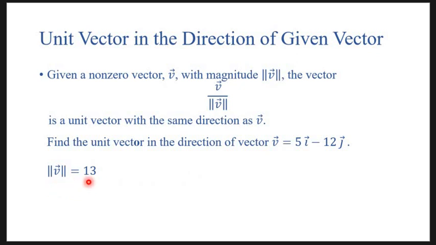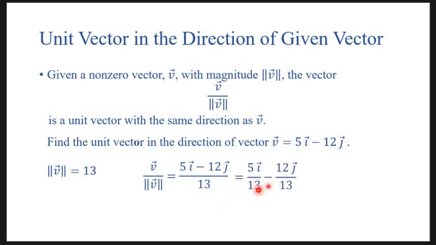So if I wanted to find a unit vector in the direction of v, all I'd have to do is take vector v and divide it by its magnitude. That would look like this. There's vector v, there's this magnitude, and then I just break it up into two components. Then I'm going to have this as the unit vector. If you were to find the magnitude of this vector, 5/13 i minus 12/13 j, you'd find that the magnitude of this vector would be 1.